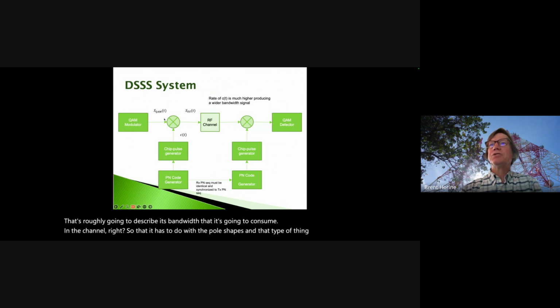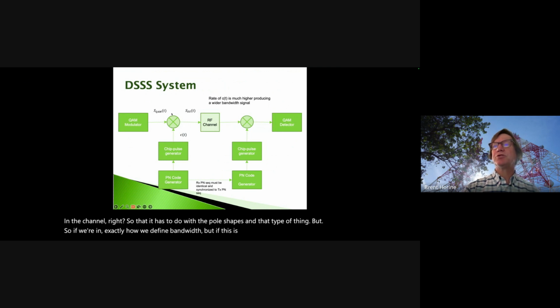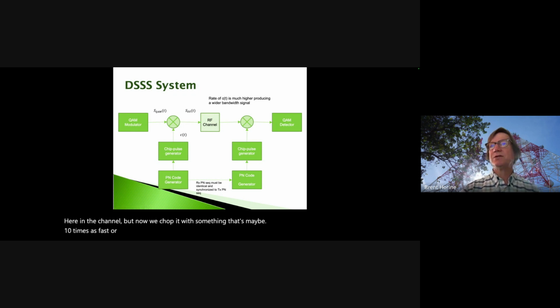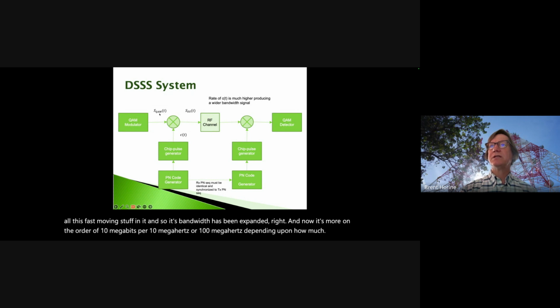Exactly how we define bandwidth aside, if this is going at 1 megabit per second, that's defining its bandwidth out here in the channel. But now we chop it with something that's maybe 10 times as fast, or let's say 100 times as fast, so 100 megabits per second. Then that signal now has all this fast moving stuff in it, and so its bandwidth has been expanded, right? And now it's more on the order of 10 megahertz or 100 megahertz, depending upon how much faster this is than that, right?